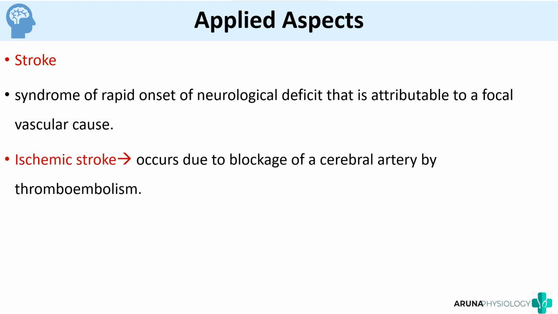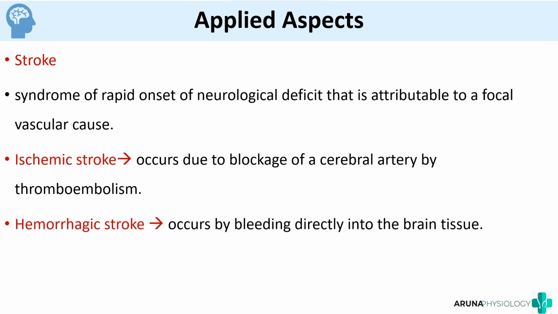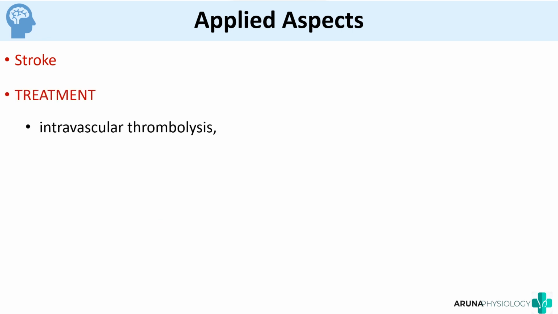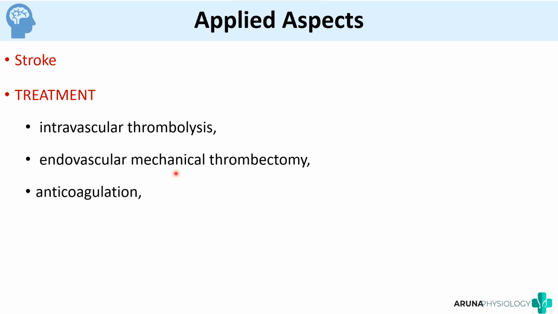So it can be due to ischemic stroke, in which there is a blockage of the cerebral artery by thromboembolism, or a hemorrhagic stroke, which is caused by bleeding directly into the brain tissue. So the main treatment for stroke is you can have intravascular thrombolysis if there is a thrombus inside. You can have endovascular mechanical thrombectomy to remove the thrombus, anticoagulation so that it does not occur again, antiplatelet therapy, and anti-excitotoxic drugs so that there won't be any seizure or any other abnormal electrical activity.